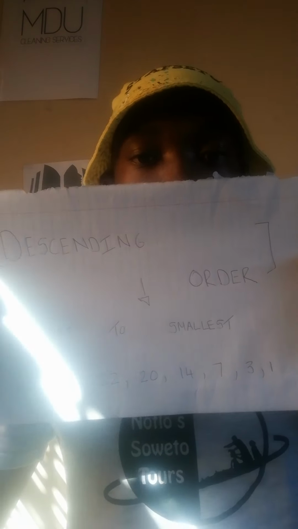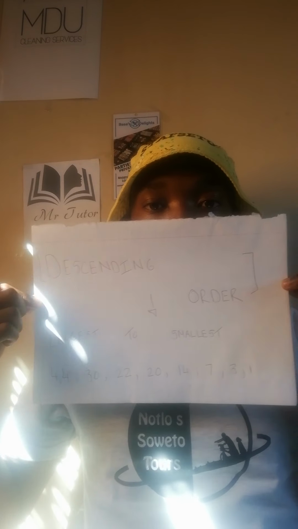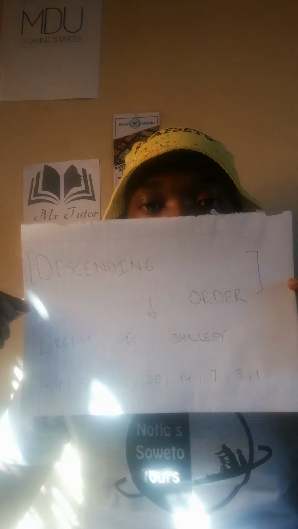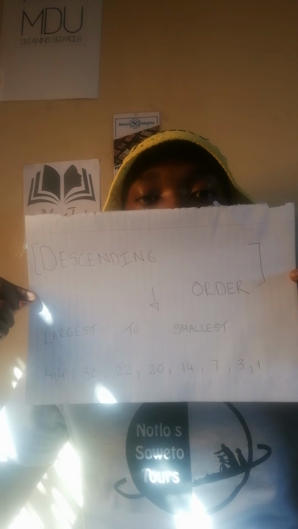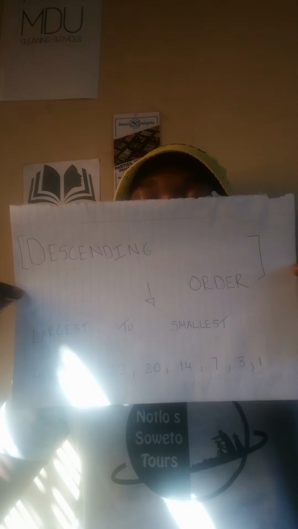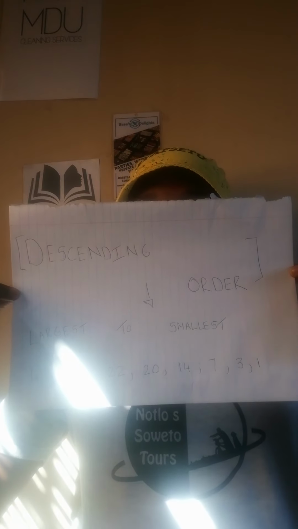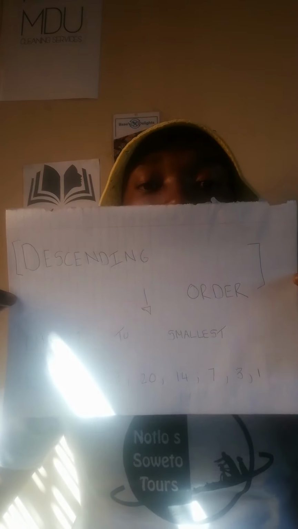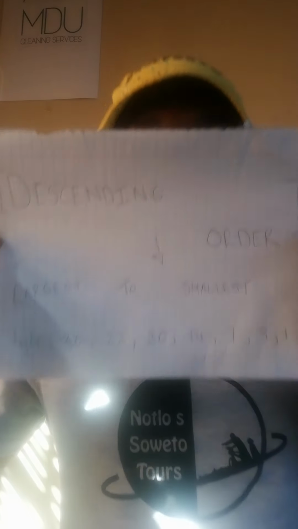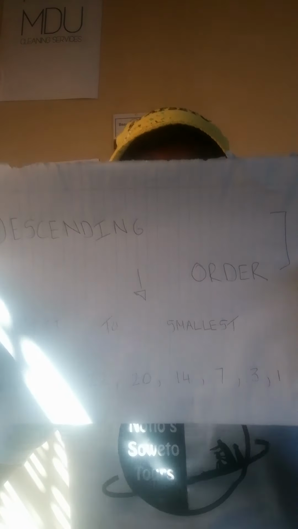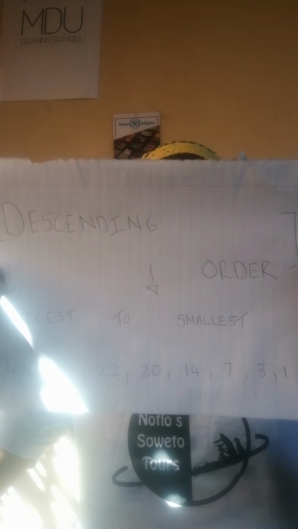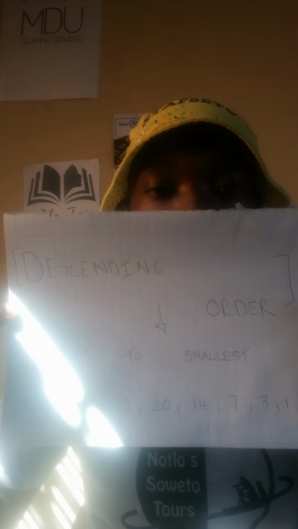I hope you can see clearly. Lighting is not my friend today. I hope you can see. Descending order is simply arranging your numbers from the largest to the smallest. So if you can look at these numbers here, I'll read them out for you, and then I'll try and get better lighting.